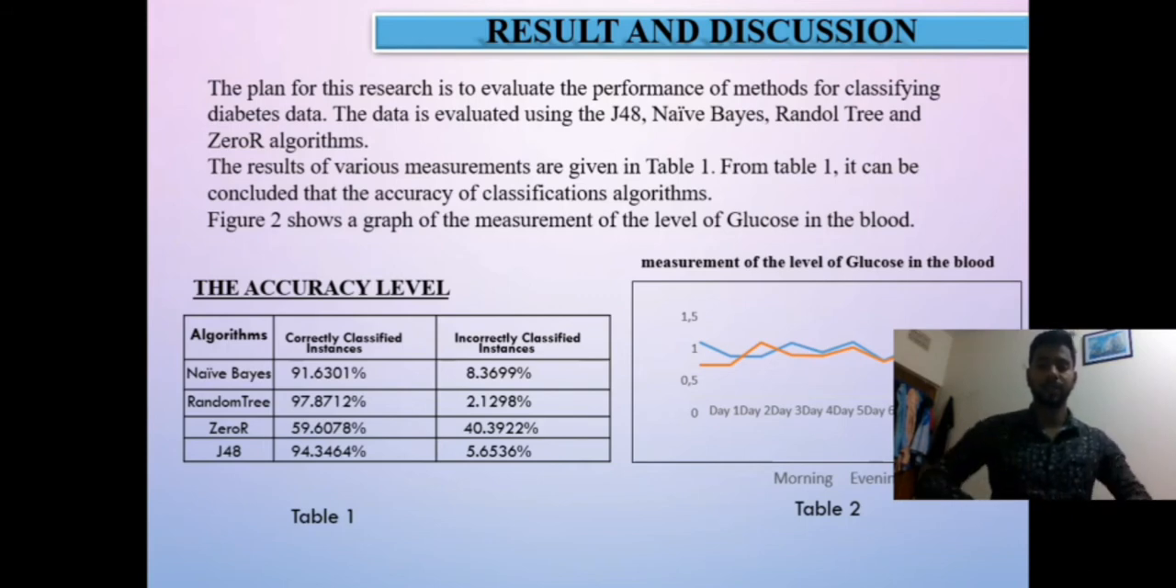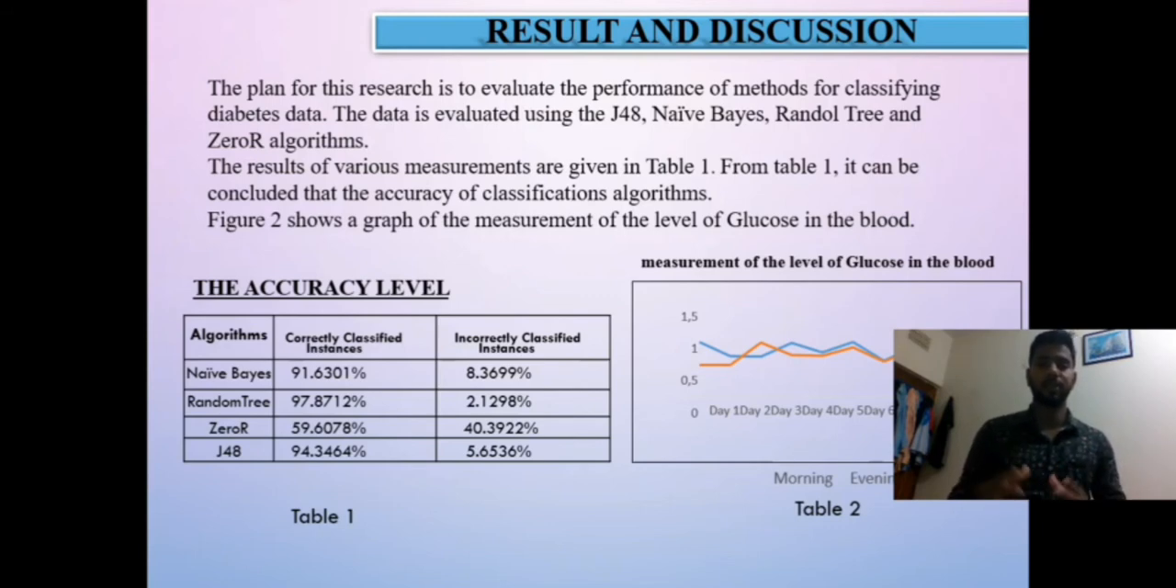In this session we discuss the results of the system testing. The analysis is focused on the blood glucose data communication device as well as the performance of the communication with the Arduino GSM modem to send the short message service. The aim of this research is to evaluate the performance of the method of classifying diabetes data.